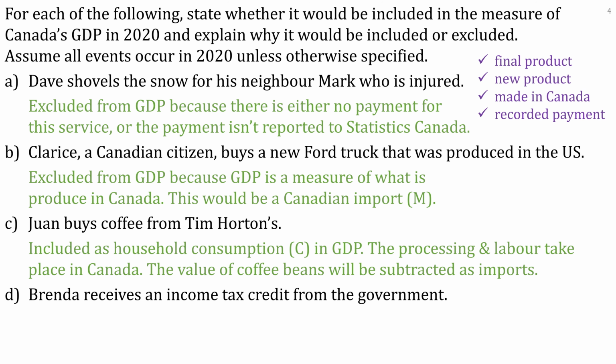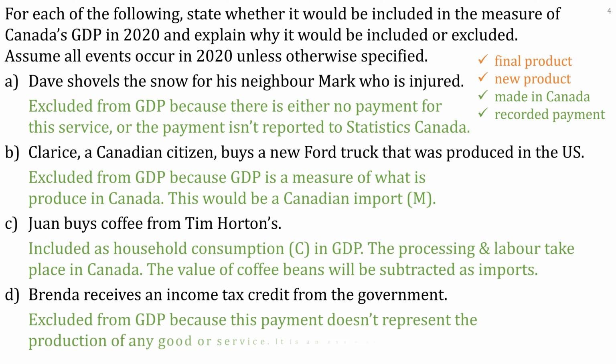Brenda receives an income tax credit from the government. That's just a transfer payment. So here, it's not actually anything newly produced. So we would exclude it. It doesn't represent the production of anything new, just a transfer payment.